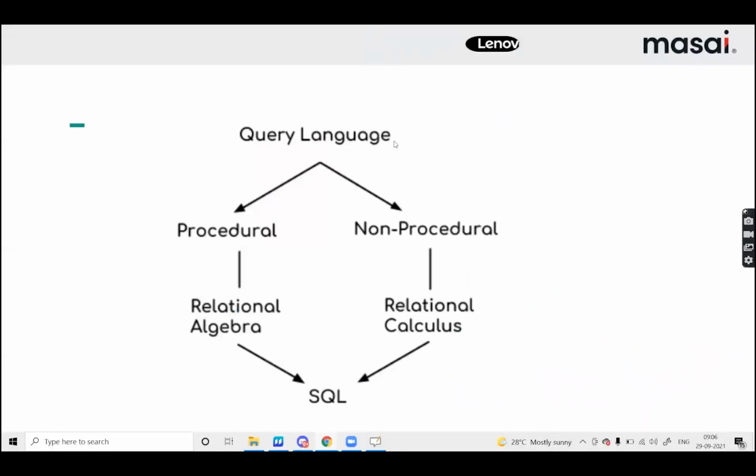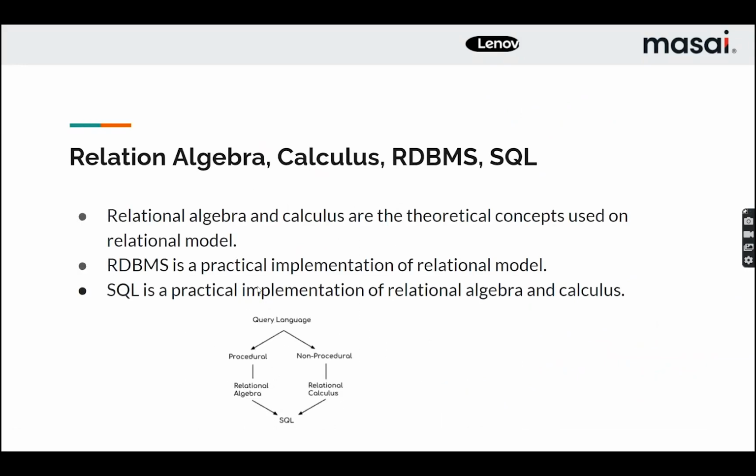So now this is our query language. This is procedural, non-procedural, and this is relational algebra. This is relational calculus, and it is giving rise to SQL. So relational algebra and calculus are the theoretical concepts used on a relational model. Relational model basically means that table I talked about.